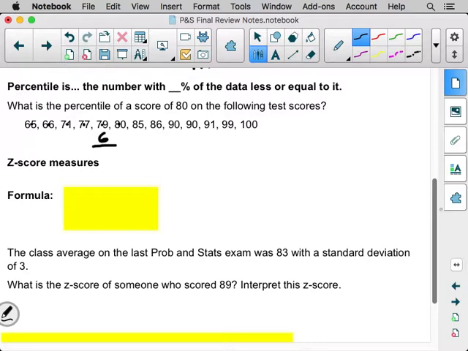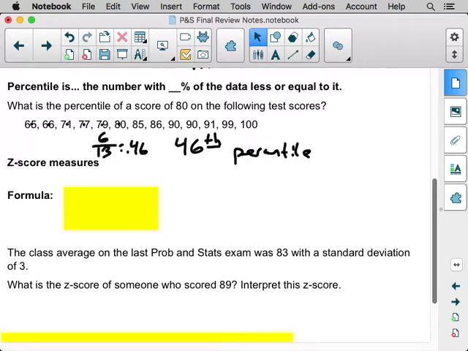But to turn that into a percentage, we have to divide it by the total. 7, 8, 9, 10, 11, 12, 13 numbers there. So 6 out of 13. That gives us 0.46, aka the 46th percentile. Okay, so percentiles are just the percent that are less than or equal to whatever you're looking at.